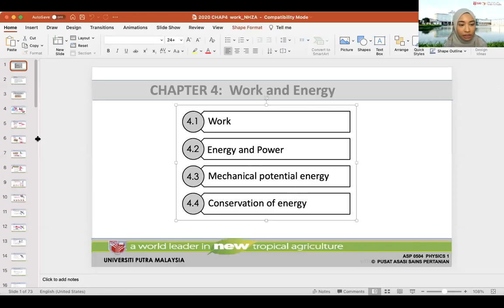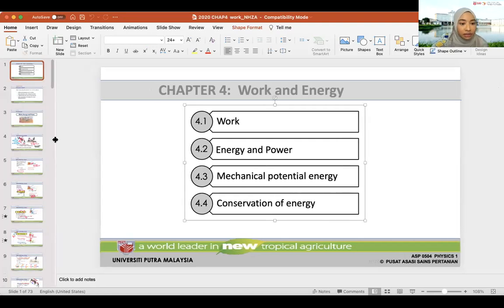Sekejap nak go for PowerPoint chapter 4. Okay, am I sharing? Not yet. So saya dekat Jabatan Sistem Komputer dan Komunikasi Kejuruteraan, itulah lebih kurang. So not EE, walaupun saya degree saya EE. EE means Electrical Engineering.